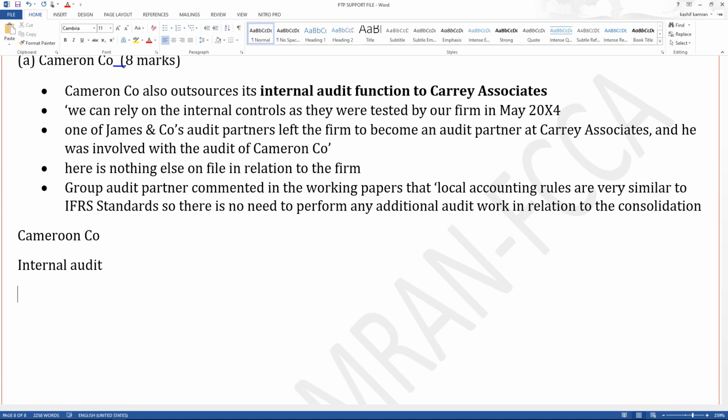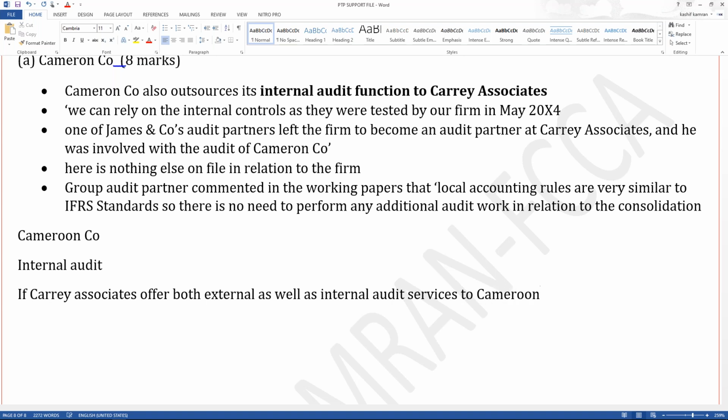So you speak of the issue and you write an issue that if Kerry Associates offer both external as well as internal audit services to Cameroon, it gives rise to a self-review threat. Will the examiner give me any marks if I say it will give rise to a self-review threat? The examiner was not happy, right? That we just pick up the threat. The examiner likes us to explain why it is a threat, right?